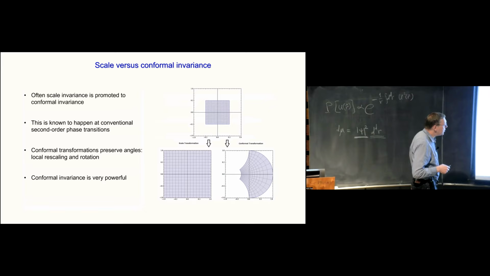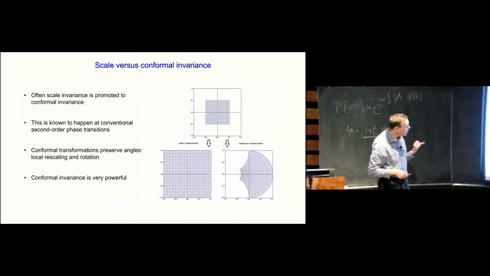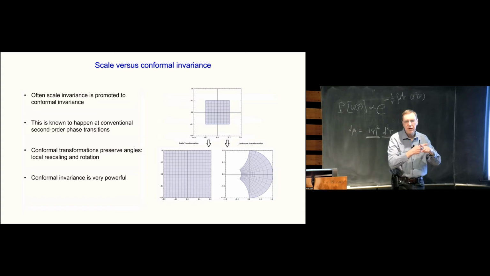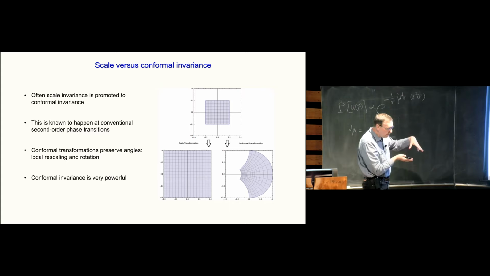Scale invariance is just you stretch things uniformly everywhere. Conformal transformations are the ones that preserve angles between curves. You allow for the system to be stretched or compressed differently at different places and also rotated. If you can combine these local stretches and compressions in a smooth manner, rotating things, while preserving all the angles between all the curves, you've achieved a conformal transformation.